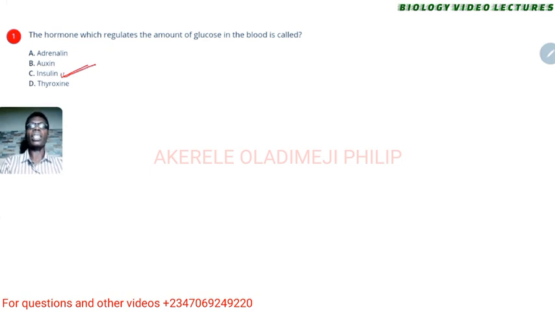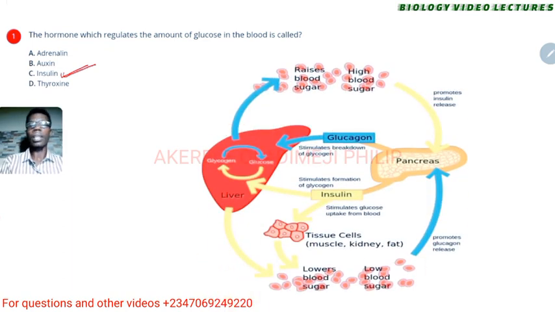Now, where is insulin formed from? It's formed from an organ called the pancreas, really. So I'm going to quickly explain some few things. It's not only insulin that does that, but amongst its options, insulin is the only one there. But in reality, we have other hormones. The two major hormones that actually control glucose level or sugar level, as the case may be, are insulin and glucagon.